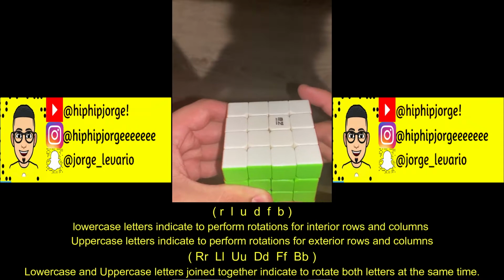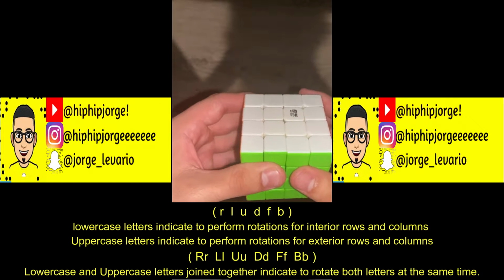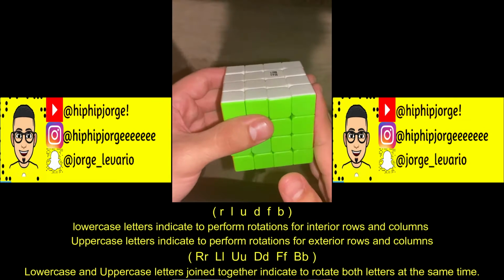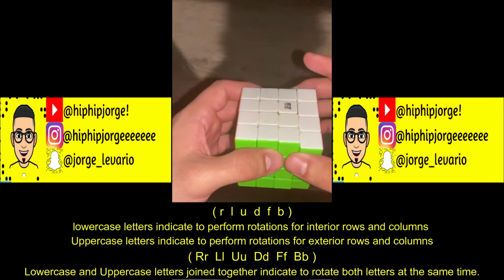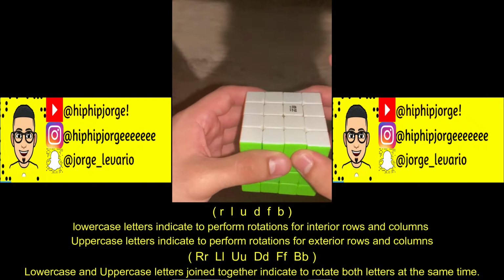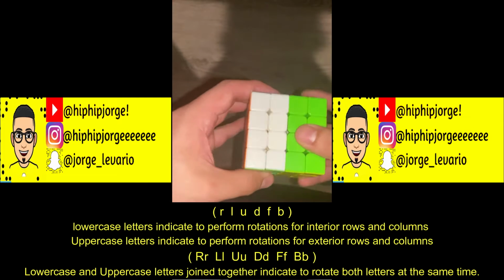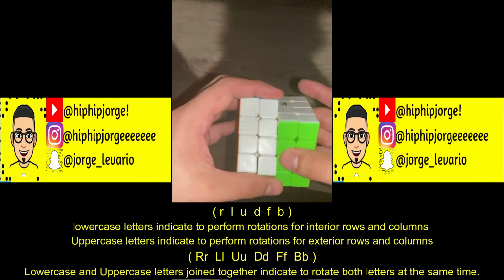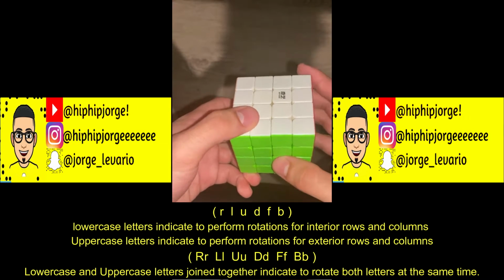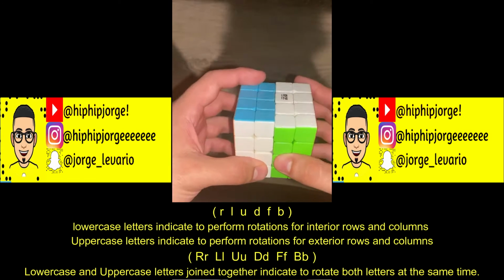So whenever you see big R, little r, that just means the outside row is big R, the inside row is little r. So big R, little r, the right wedge up. Big L, little l, the left wedge down.